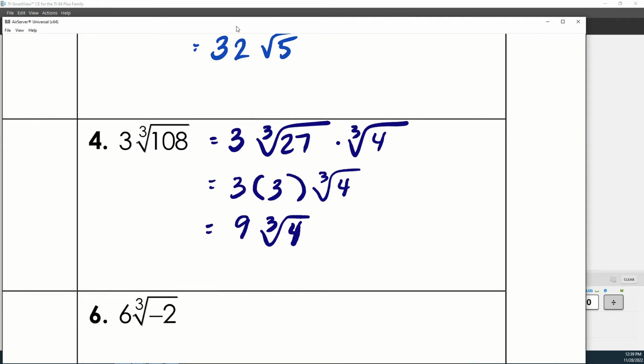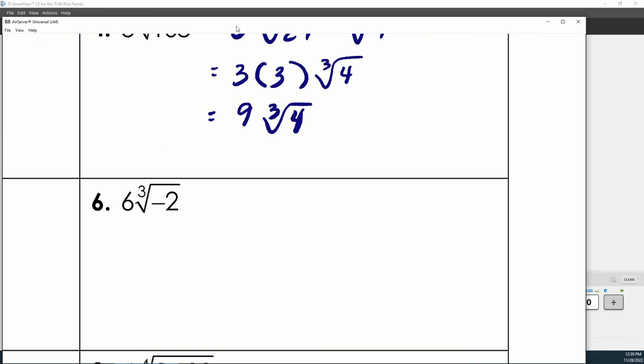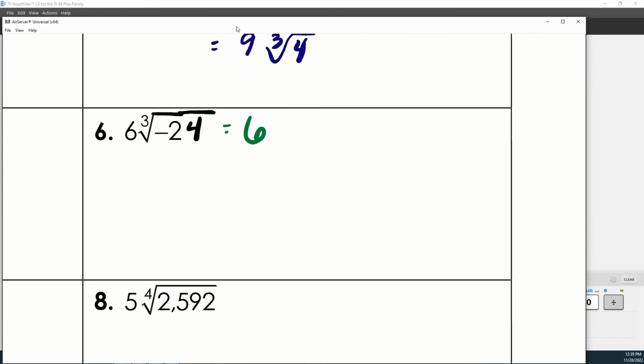All right, now the next one, I'm going to change the problem just because I don't like the way it is. So let's change that to the square root of negative 24. Okay, so same thing. That 6 is just going to hang out. We're going to do a cube root times a cube root. Now when you have the cube root of a negative, if it was me, I would go ahead and make that first one negative.